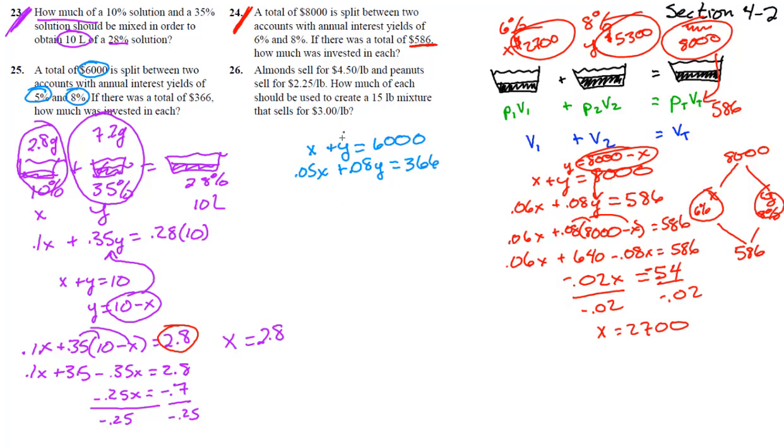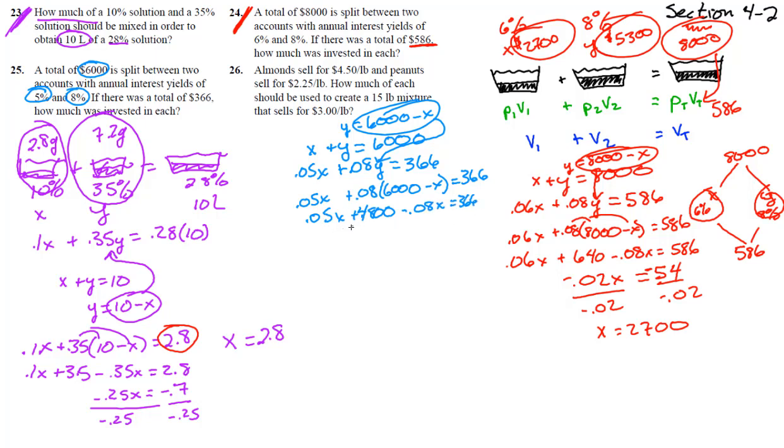All right, substitution. y is 6,000 minus x. So we're going to take that and stick it right there in the y. We have 0.05x plus 0.08 times 6,000 minus x equals 366. So 0.05x plus 0.08 times 6,000 is 480 minus 0.08x equals 366. Good. Not 4,800. Stop that. It's 480. There we go.